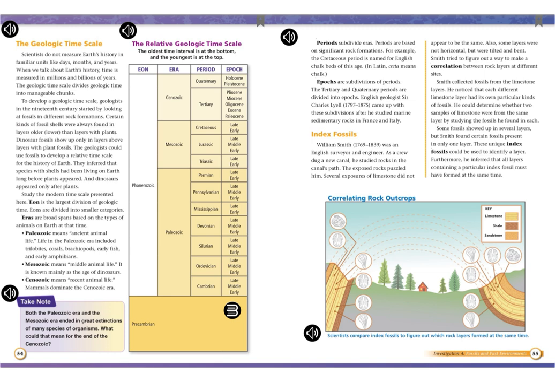Study the modern timescale presented here. Eon is the largest division of geologic time. Eons are divided into smaller categories. Eras are broad spans based on the types of animals on Earth at that time.